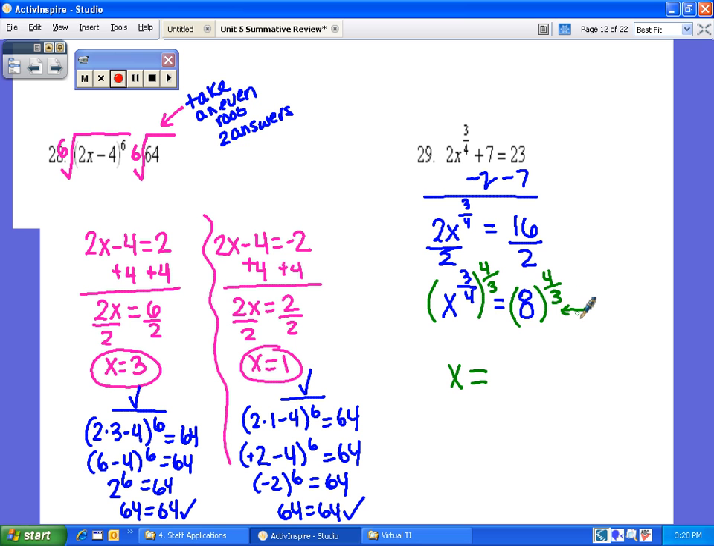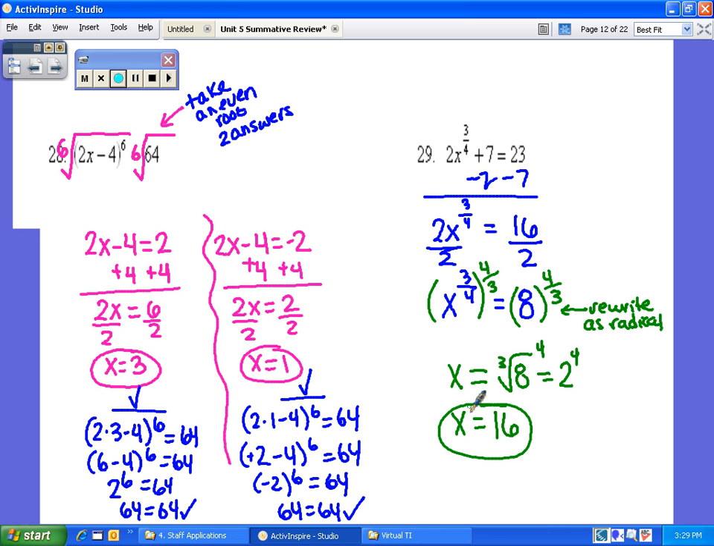Rewrite this as a radical. Don't just put it in your calculator. So this is the root, so it's the 3rd root of 8 to the 4th power. 3rd root of 8 is equal to 2, and 2 to the 4th is 16.